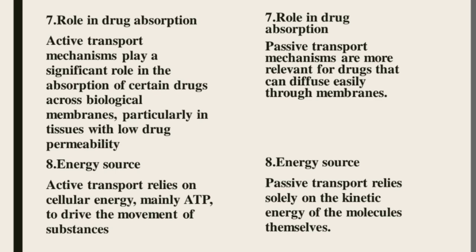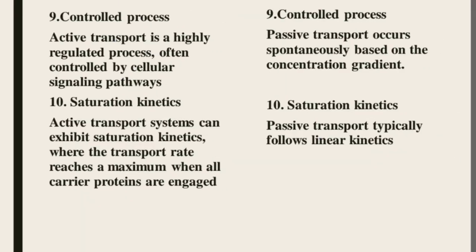Eighth, energy source. Active transport relies on cellular energy, mainly ATP, to drive the movement of substances, whereas passive transport relies solely on the kinetic energy of the molecules themselves. Ninth point, control process. Active transport is a highly regulated process often controlled by cellular signaling pathways, whereas passive transport occurs spontaneously based on the concentration gradient.